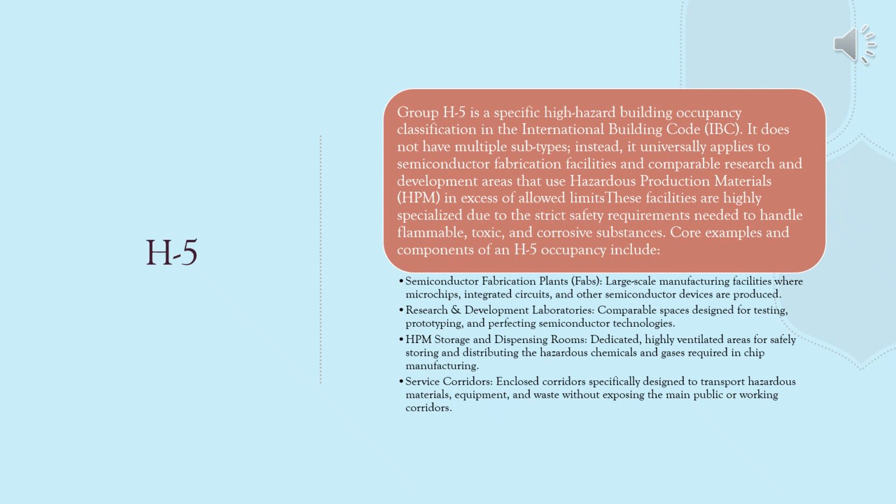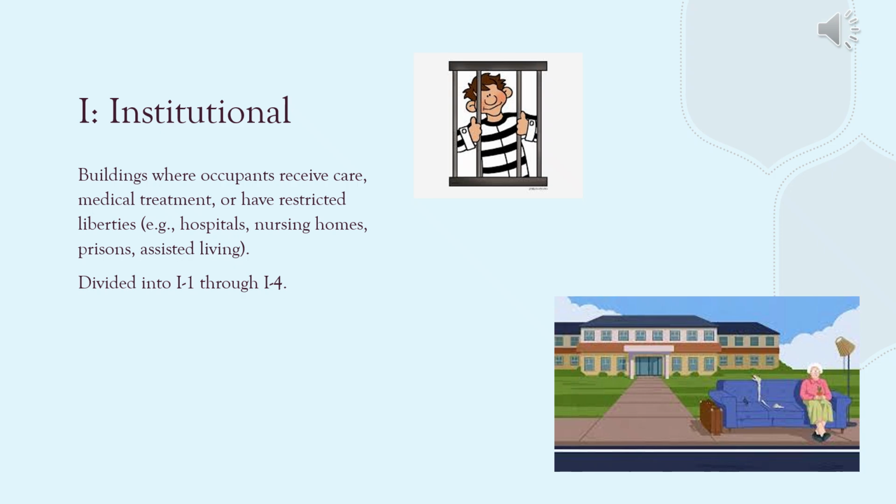H5 is a specific high hazard building occupancy classification in the IBC. It does not have multiple subtypes. Instead, it universally applies to semiconductor fabrication facilities and comparable research and development areas that use hazardous production materials in excess of allowable limits. These facilities are highly specialized due to the strict safety requirements needed to handle flammable, toxic, and corrosive substances. Our next occupancy type is institutional.